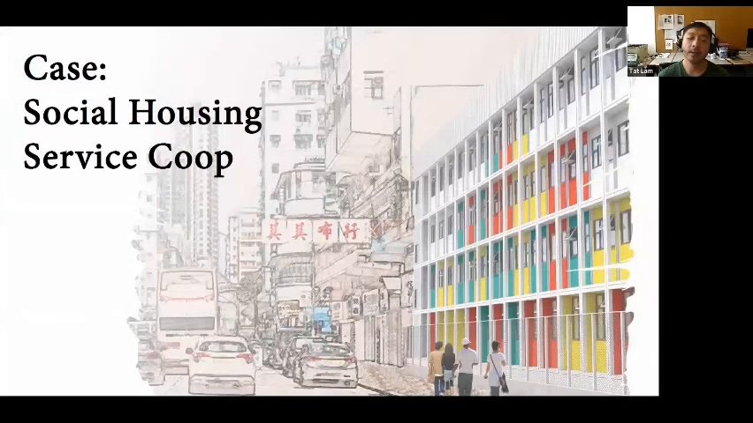Another case that we actually want to talk about is the social housing service co-op. It's a particular type of social housing in Hong Kong. It's not public housing. It's actually transitional housing. The government is building it for those people to stay for around 2 to 3 years, so that they can wait to go into public housing.